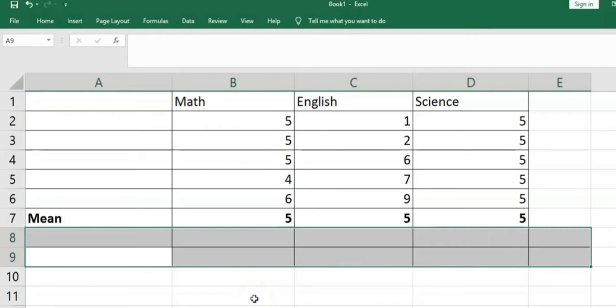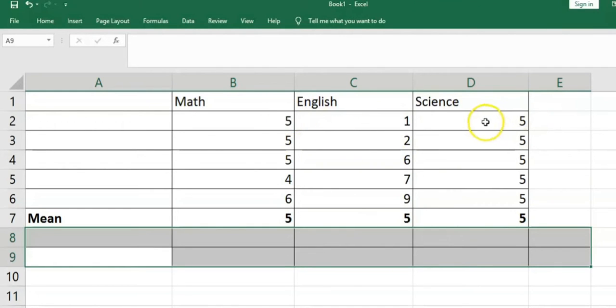You have learned about the measures of central tendency. And as you can see here in this Excel file, the scores in math, English, and science have corresponding means. All means are 5. However, the scores are different.